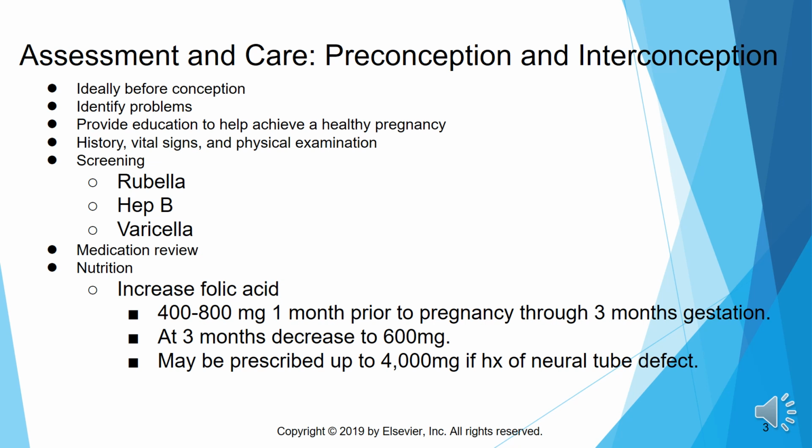We provide a lot of education. We will do a screening prior that includes a full history. We do vitals and a head to toe physical exam. We will do screening for rubella, Hep B, and varicella. So if they need to be vaccinated prior to conceiving, we will do that because, as we know, we cannot receive rubella or varicella in pregnancy, and they need to be vaccinated afterwards if they do come in and they've already conceived. We review their medications and any medications that may affect a pregnancy.